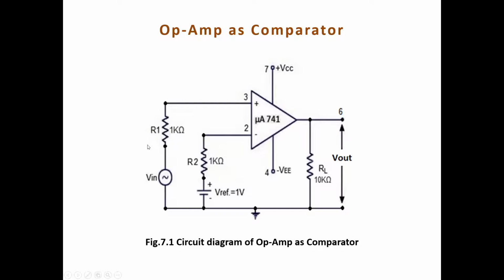In this circuit, Vin is applied to pin number 3, which is the non-inverting terminal of this IC, through a resistor R1, and the reference DC voltage is applied to pin number 2 through a resistor of 1 kilo ohm, and output is observed on pin number 6. And also note that this configuration is without feedback.